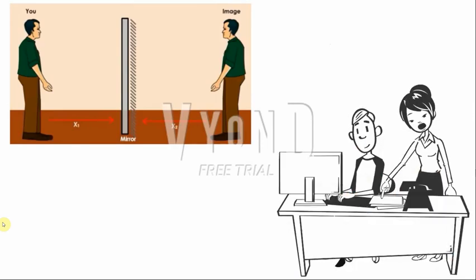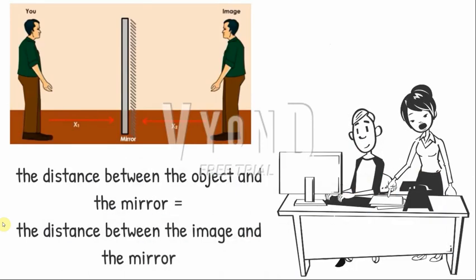Examine this picture. You will notice that the distance between the object and the mirror equals the distance between the image and the mirror, which means that when you get closer to the mirror, your image also gets closer. And when you move away from the mirror, your image also moves away inside the mirror.